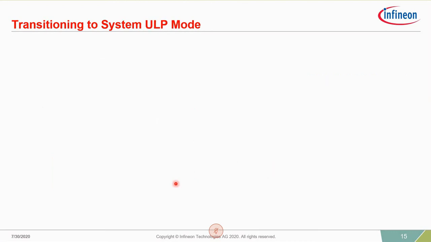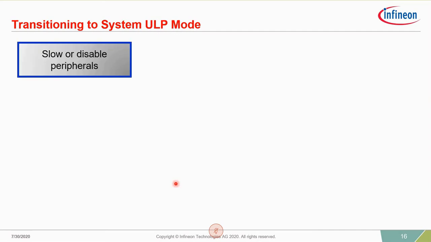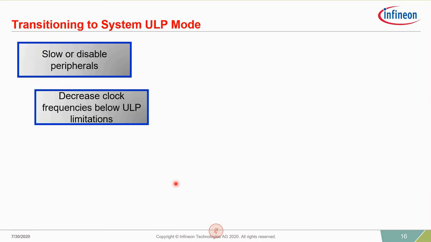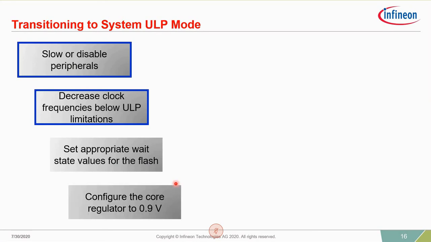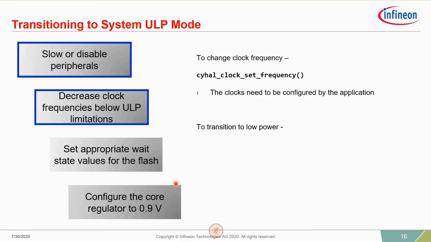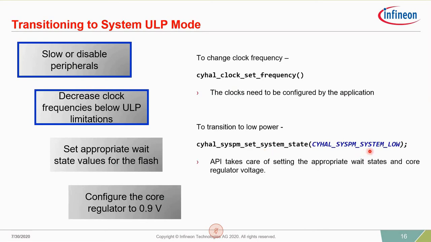Now moving on to system ULP mode. Here the first thing is for the application to slow or disable peripherals and decrease clock frequencies below the ultra low power limitations. Then we need to set the appropriate wait states for the flash, and finally configure the core regulator to 0.9 volts. Again, to configure clocks, we can use the same API, and to transition to low power, we can use the set system state, and the parameter now would be system_low.